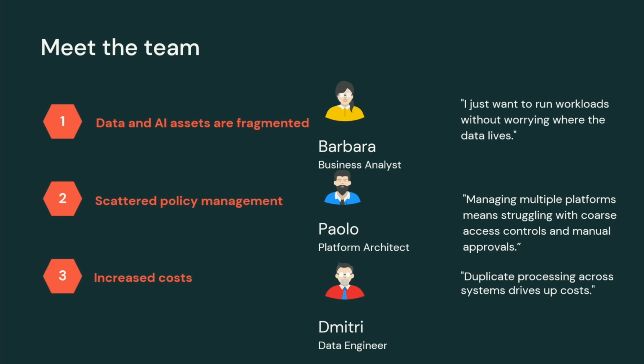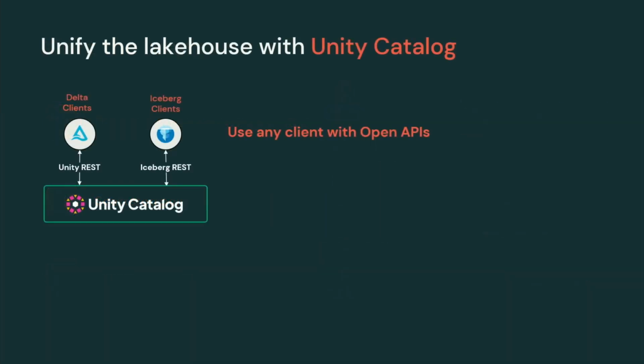So now that we've introduced you to the team, we're going to talk a little bit about Unity Catalog and how we think we can help them. Our goal is to unify the Lakehouse with Unity Catalog. And how do we do this? Well, we add interoperability. First, as you can see in the diagram, we have support for Unity REST and Iceberg REST open APIs. And our goal is that you can bring any client, whether that's a Delta or an Iceberg client, to Unity Catalog and all your assets that you store there.